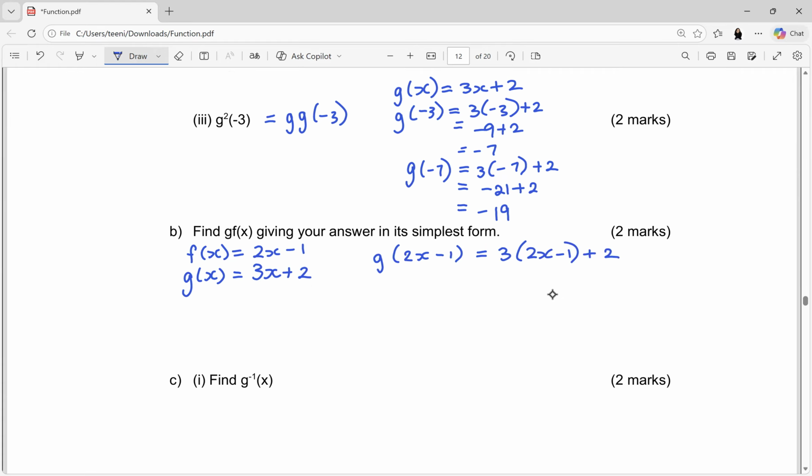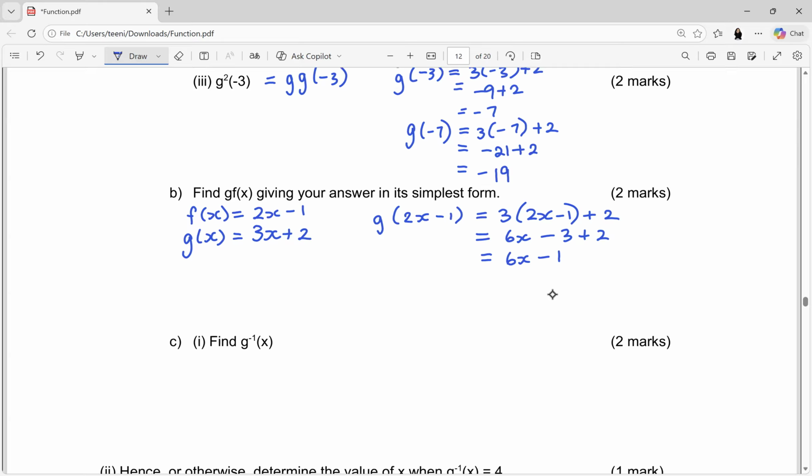g of x is 3x plus 2. All right, so simplifying, 3 times 2x is 6x. 3 times minus 1 is minus 3, plus 2. So this would give me 6x minus 3 plus 2, which is 6x minus 1.